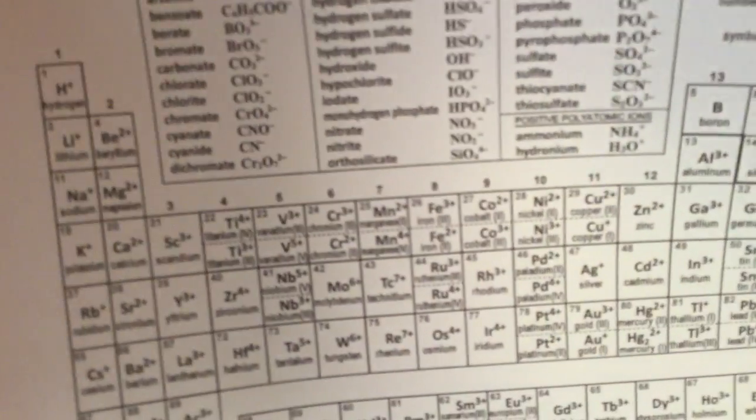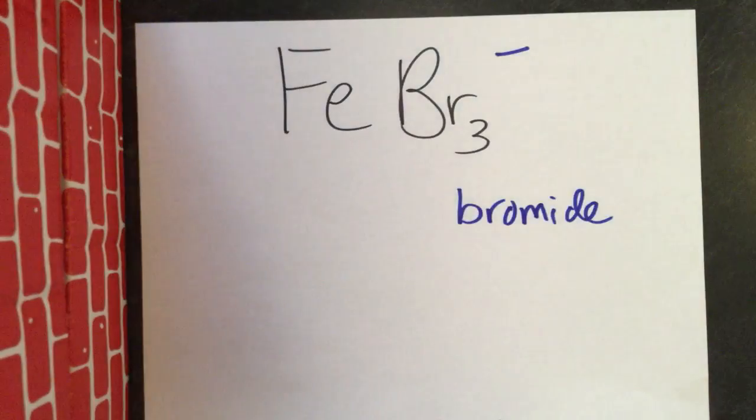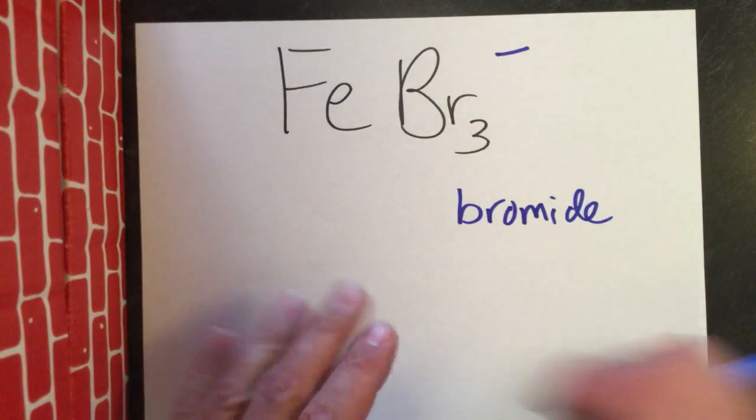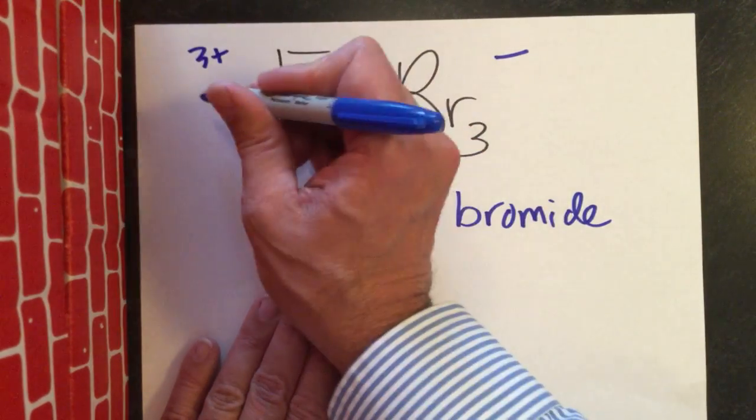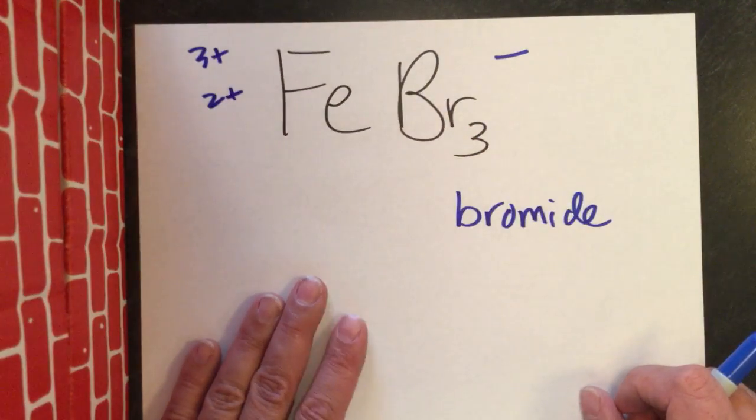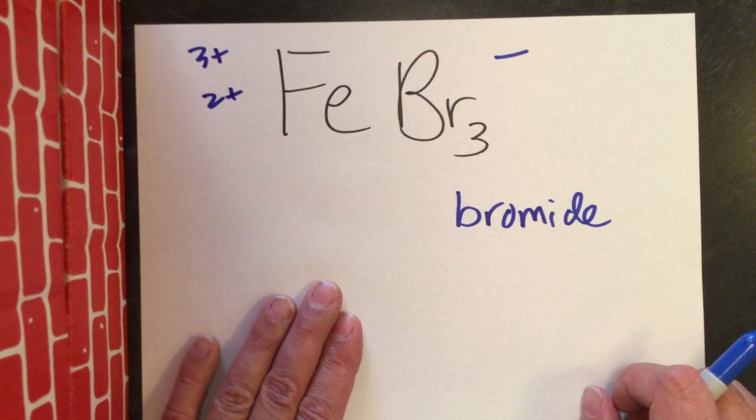Let's zoom in a little so you can see that. See, look at that naughty old iron right there. So here's my question. Which iron is it? Is it the iron that's the 3+, or is it the iron that's the 2+? And that's where you have to do a little bit of detective work.